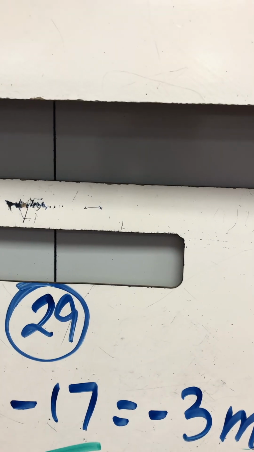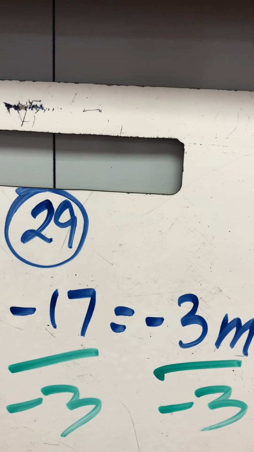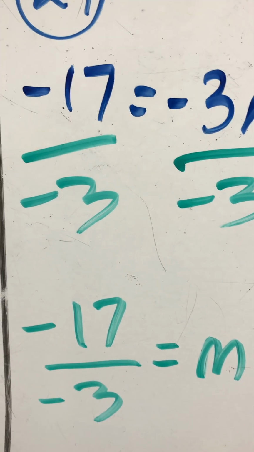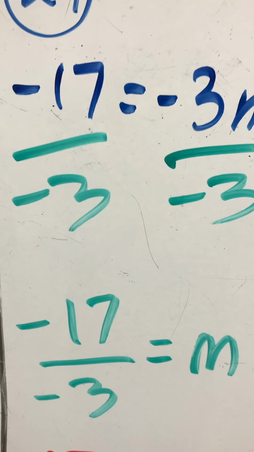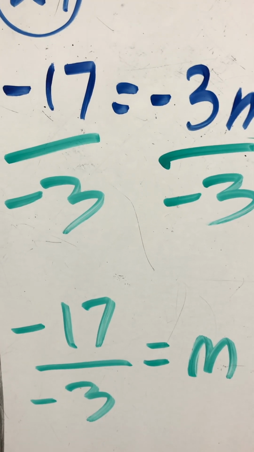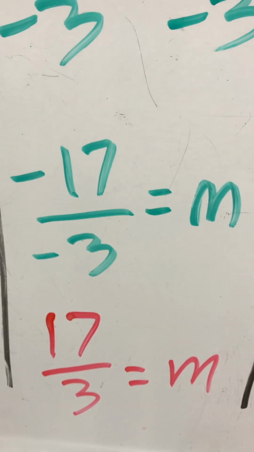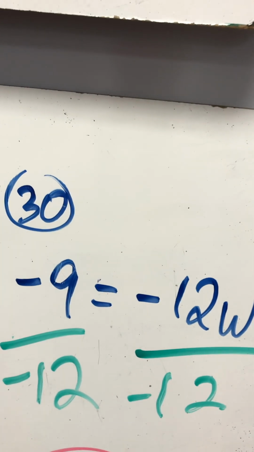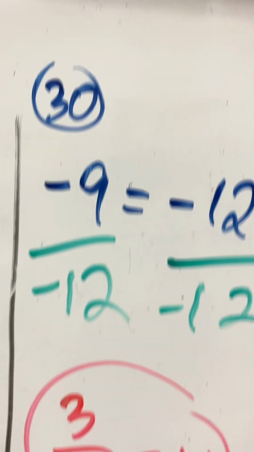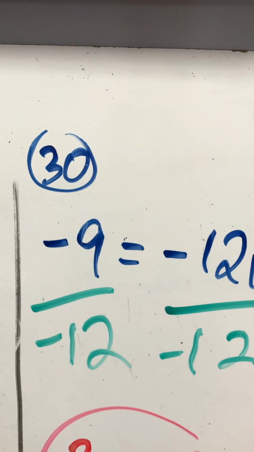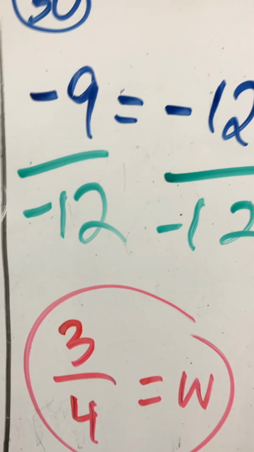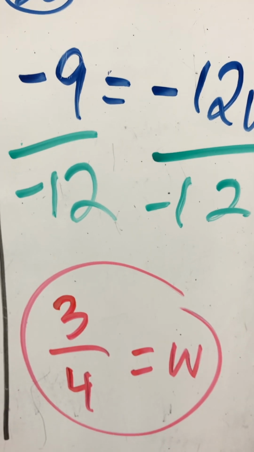How do you get rid of times negative 3? Divide negative 3. Your answer, negative 17 over negative 3. But wait a minute. Can't leave it as a negative over a negative. A negative over a negative is a positive, right? So just leave it as 17 over 3. How do you get rid of times negative 12? Divide negative 12. Negative over a negative, oh, that's a positive. What number goes into both 9 and 12? 3. 3 goes into 9 3 times. 3 goes into 12 4 times.